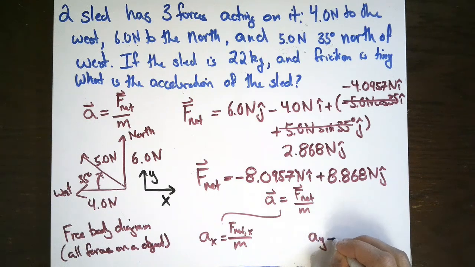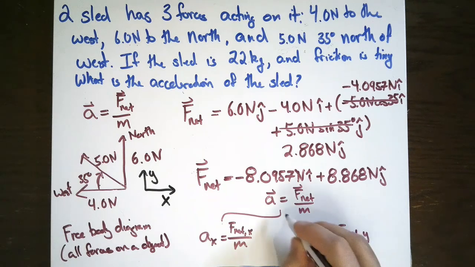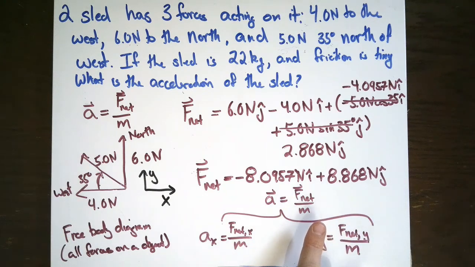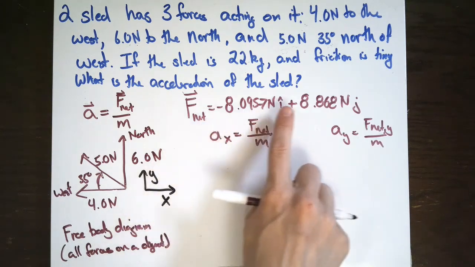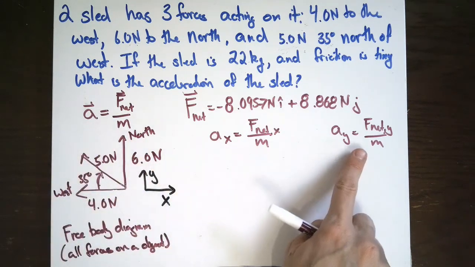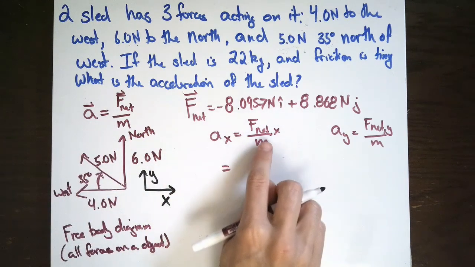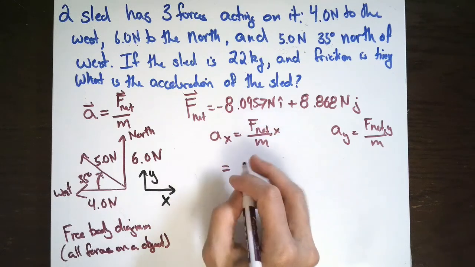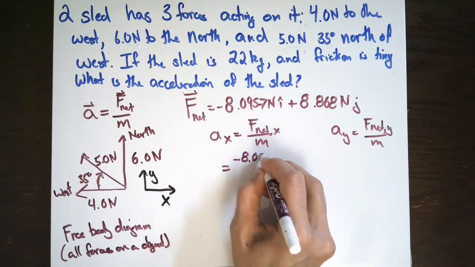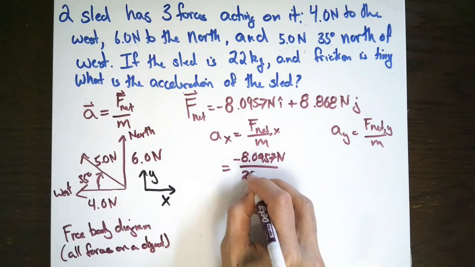And then we have a y piece of the equation. So that is the y component of acceleration is equal to the y component of the net force divided by the mass. So we can do this in pieces. Gonna need a little more space though. All right, so here I've just rewritten my net force up here, my x component of Newton's second law and my y component of Newton's second law. So let's find the x component of acceleration. That'll be the x component of the net force, that's this guy, -8.0957 newtons divided by the mass, that's 22 kilograms.